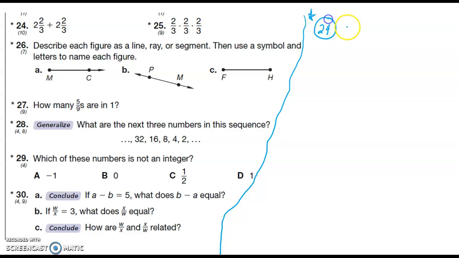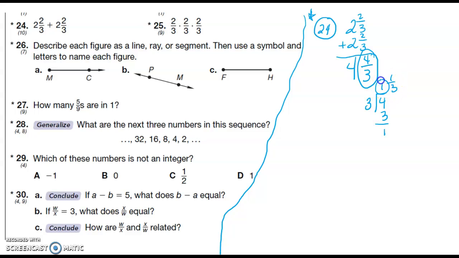So 24 is 2 2/3, and you guys know that I like to put these vertically. If you like them horizontally, that's fine. You don't have to do it my way. So when we're adding fractions, we know that the denominator remains the same. The 3 is going to remain the same. 2 plus 2 is 4, and then 2 plus 2 is 4. So then I have to take care of this issue here, and I get 1 1/3.